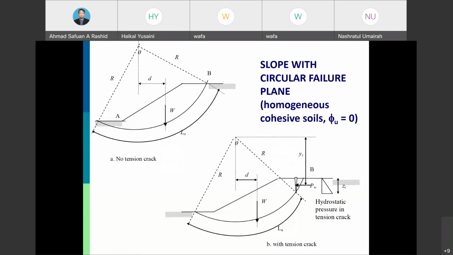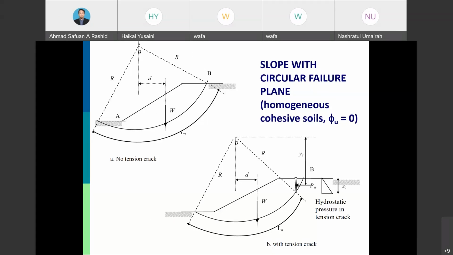For the first approach, which is the total stress approach, we have two conditions here. The first condition is where no tension crack occurs. As usual, we need to determine the resisting moment. But for this circular method, we are using the term moment, not force.